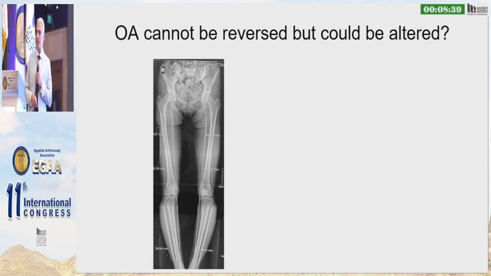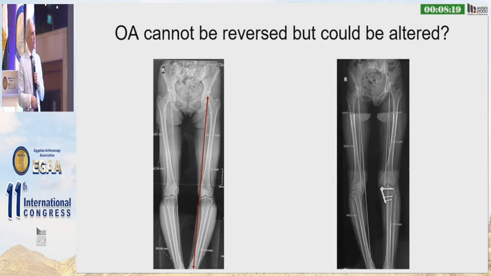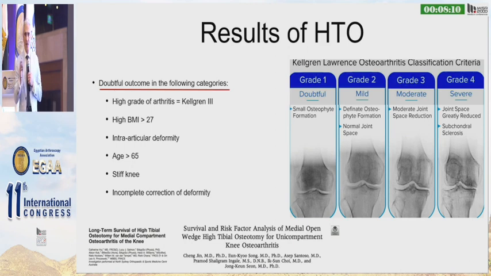perhaps we cannot reverse the process of osteoarthritis, but we might be able to alter the progression in some patients. If you have someone like this with a varus malalignment, which is an extra-articular deformity, and you perform a high tibial osteotomy, you might be able to alter the progression. So, high tibial osteotomy is a highly successful procedure in a selected group of patients.